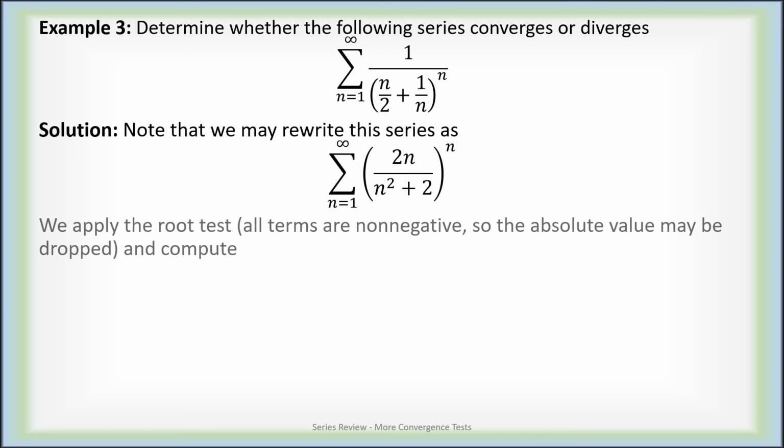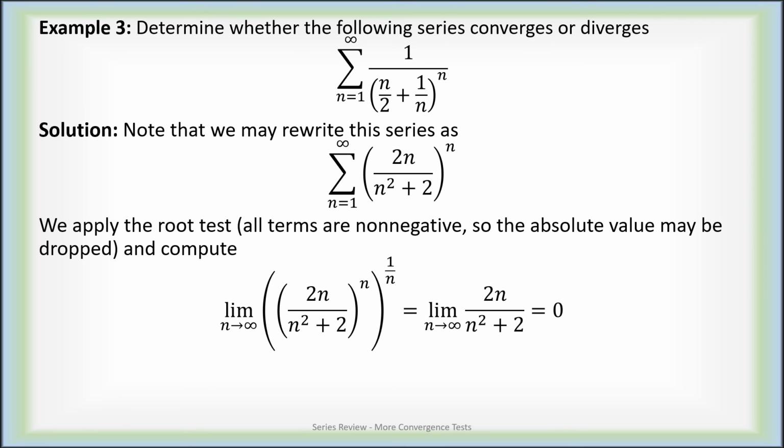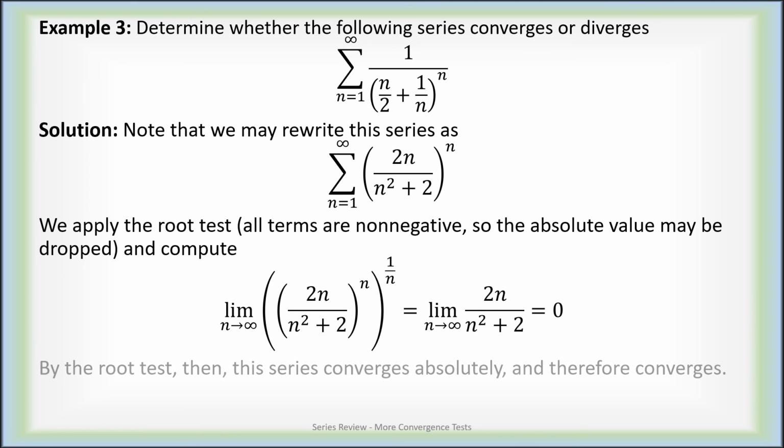Since we have something in parentheses to the nth power, the root test is going to be very straightforward. Also, there are no negative terms in here, so we don't really need the absolute value. We just take the terms of our series, raise them to the 1 over n, and take a limit. Our nth power and our 1 over nth root cancel each other out. Now we're just taking the limit of 2n over n^2 + 2, which we very quickly see is 0.